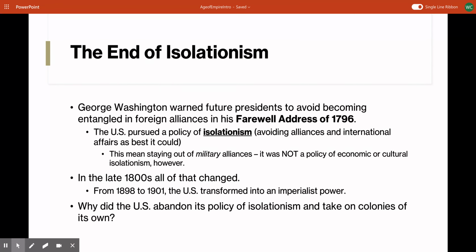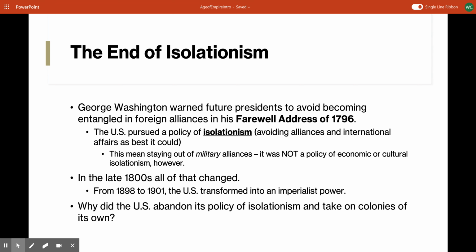And for the United States, the policy of isolationism primarily meant staying out of military alliances that might accidentally draw the United States into a war. The United States had no desire to find itself in a war against England, due to an alliance with France, for example, right? They didn't want to go to war with England. They didn't want to go to war with anybody.